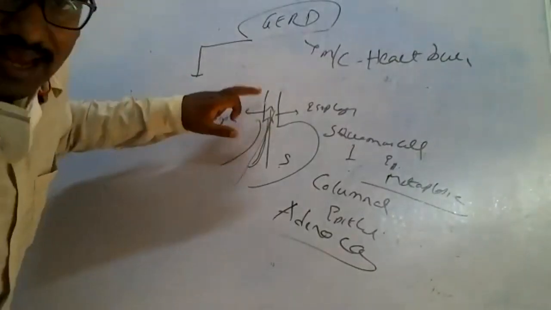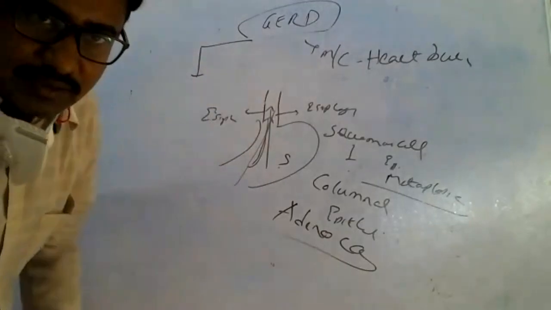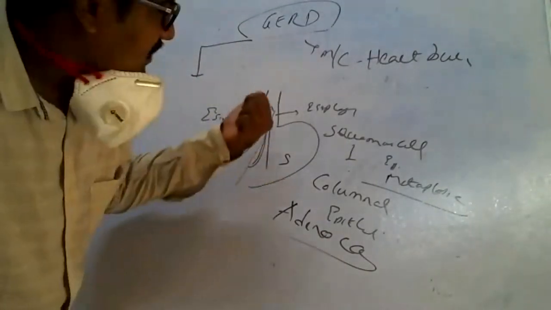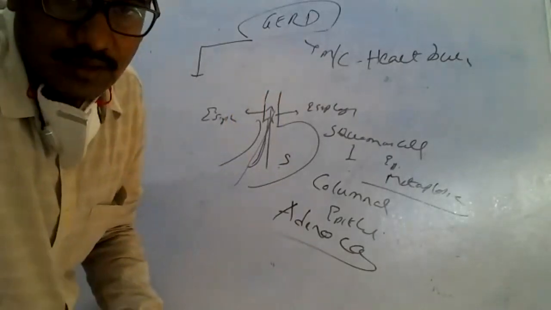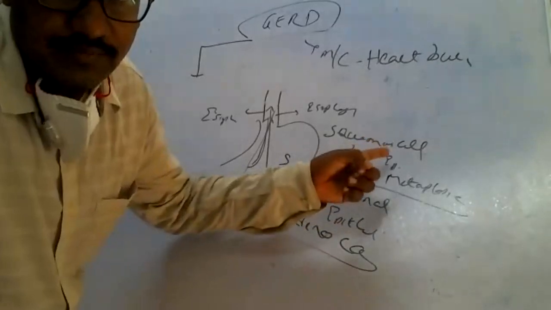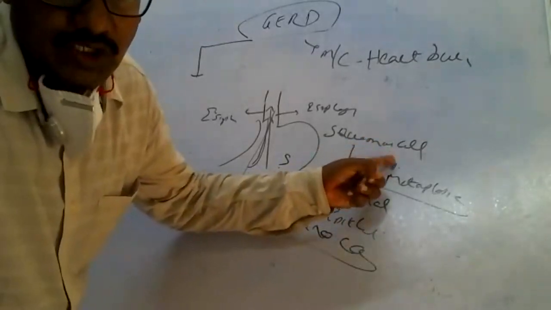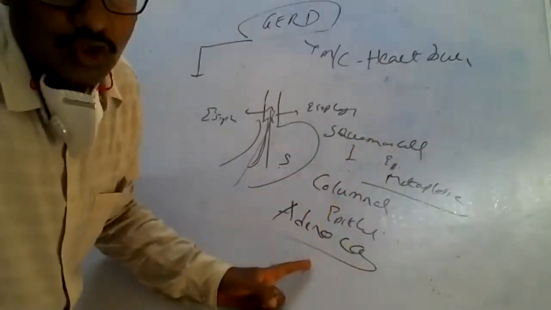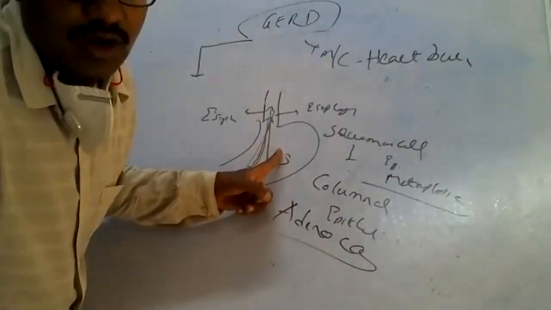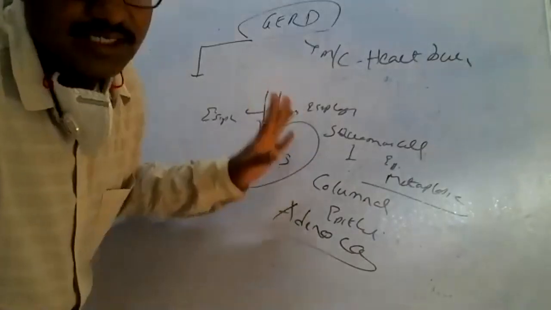But the most common malignancy of the esophagus is? Any answer? Can anyone answer? Squamous cell carcinoma. But the most common malignancy in GERD is adenocarcinoma. It is because of the reflux of the gastric contents.